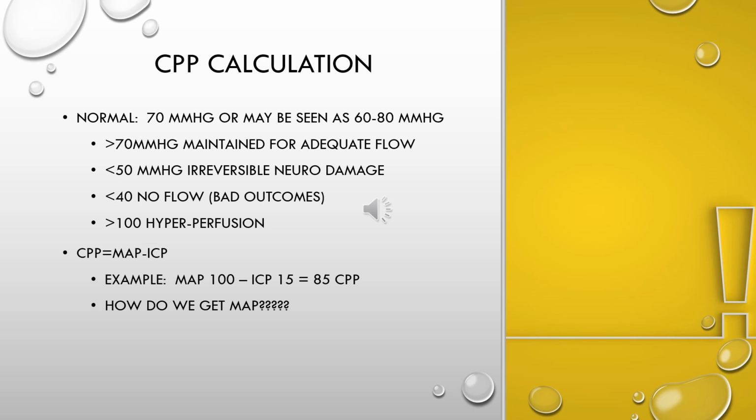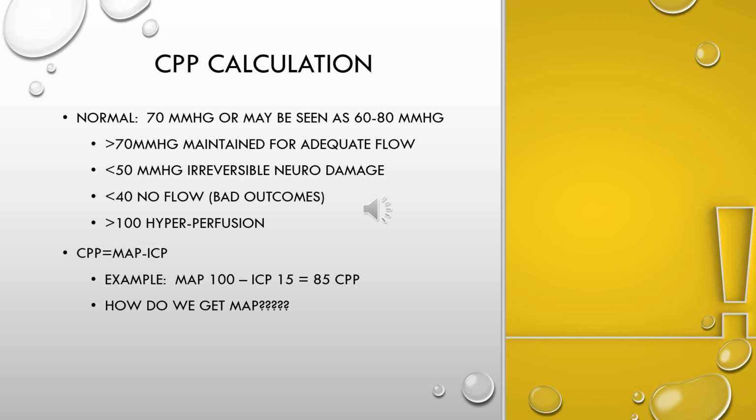Like I said, 70 is great, 60 to 80, 60 to 100, anything in that range, I'm fine with you understanding. Just know that that is normal, that's where we want them to be. Know that anything under 50, you start to see some irreversible neurological damage. So we want to try to always keep it above that. And more importantly than that 50, anything below 40 would indicate a poor outcome long term for this patient. Probably not going to recover from that.